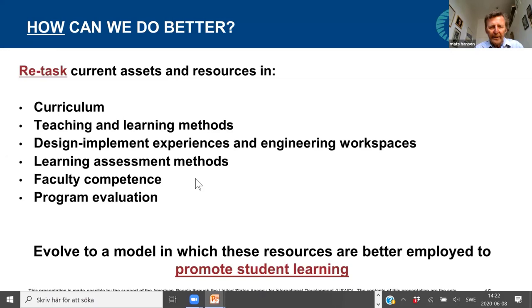I have experience, for example, to run courses for student supervision in doctoral courses. That is also really important to be a good supervisor for the PhD students. So I will be happy to share it with you later on. Program evaluation is also a part that we need to do. So this is some of the things we always can do better.